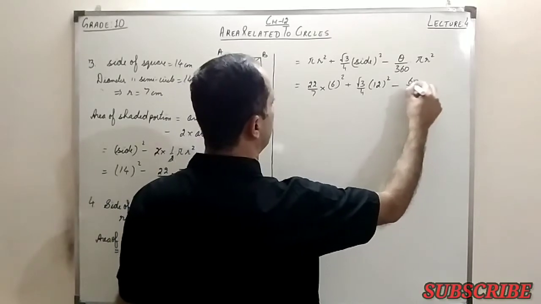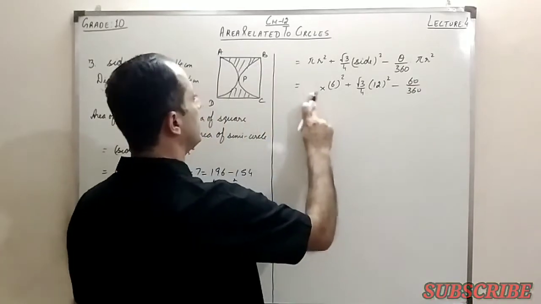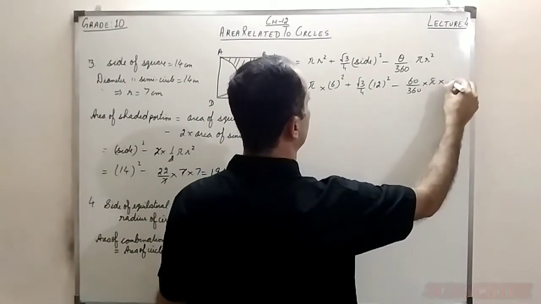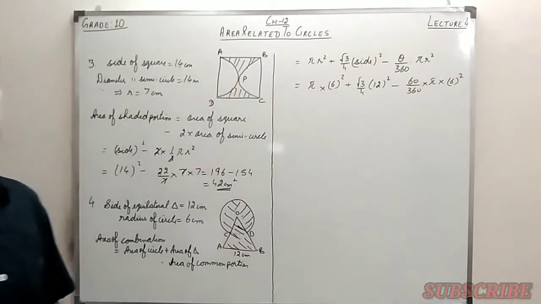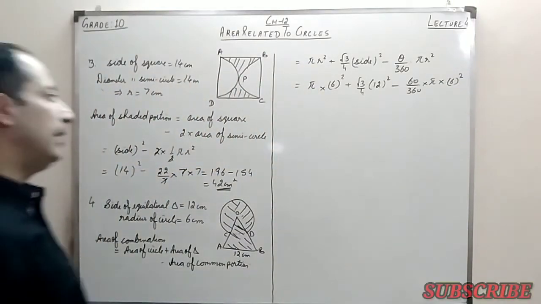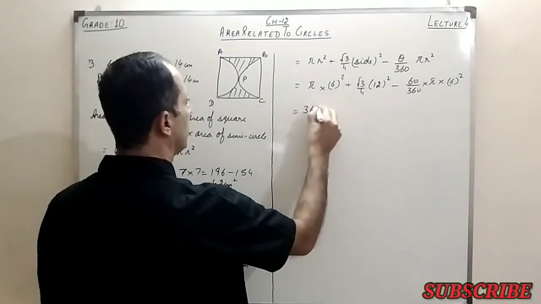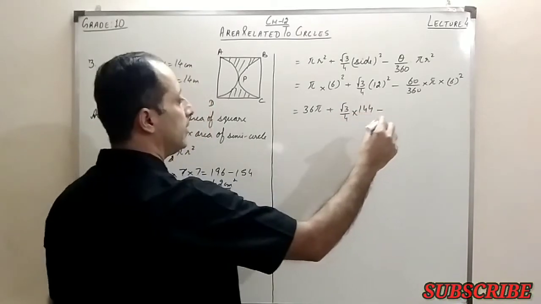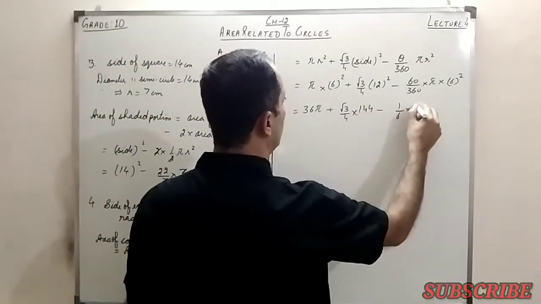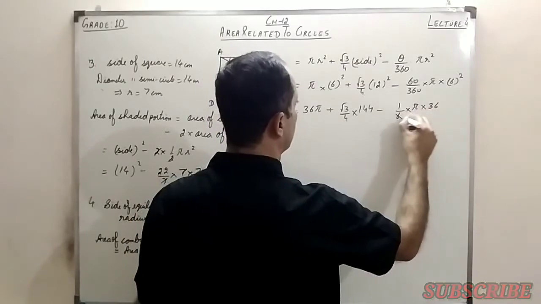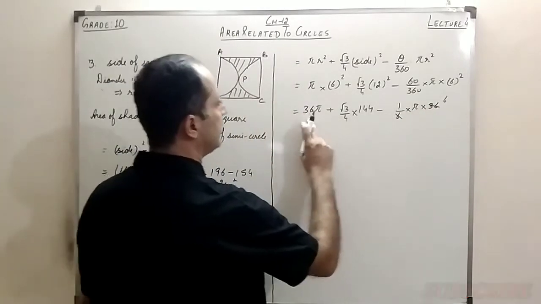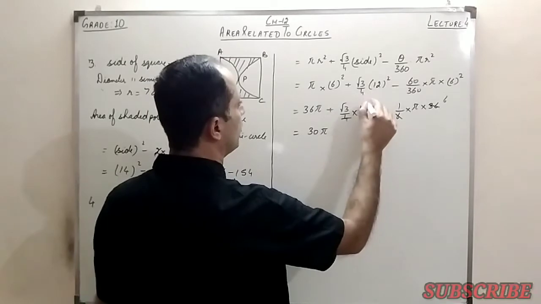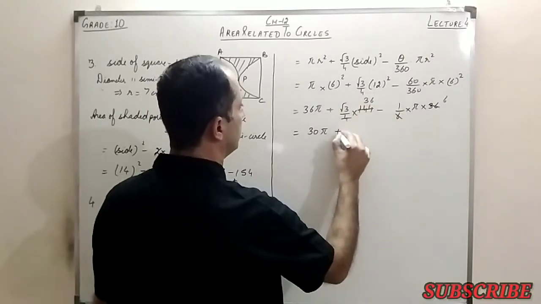minus 60 by 360, or what we can do is just leave it for pi for some time to make the calculations a little bit simple, into 6 square. Right, we can do it this way. We can substitute the value of pi in the end. So this is 36 pi plus root 3 by 4 into 144 minus 1 by 6 into pi into 36. So this is 36 pi minus 6 pi. So we get 30 pi, and this cancels out. This comes out to be 36 plus 36 root 3.